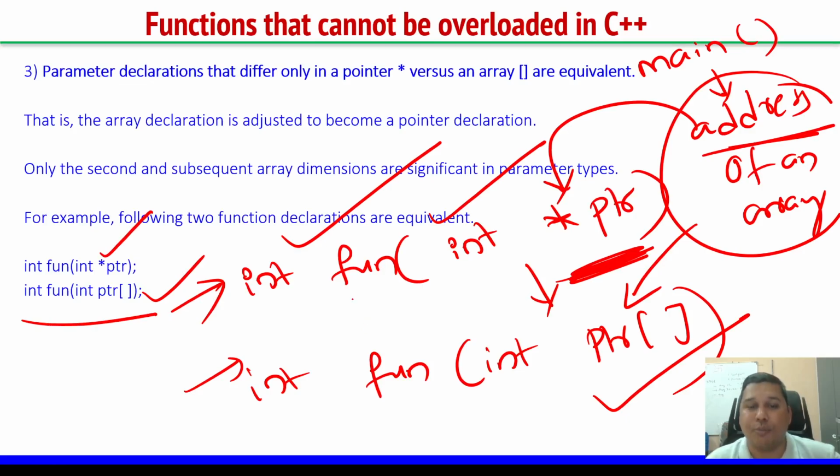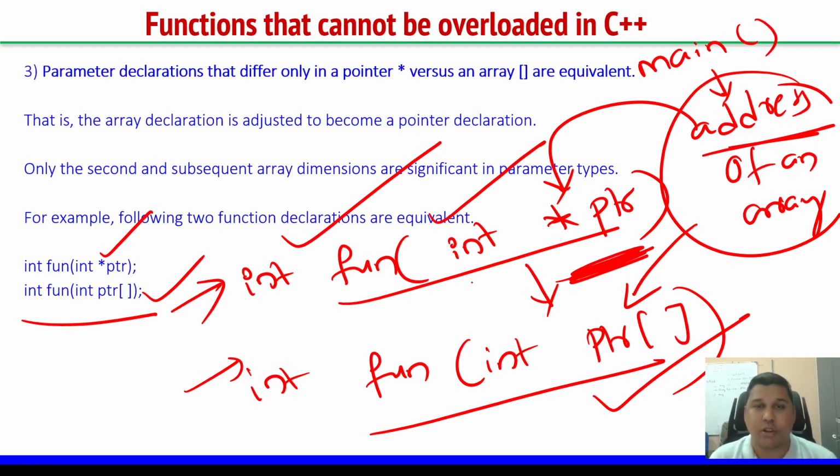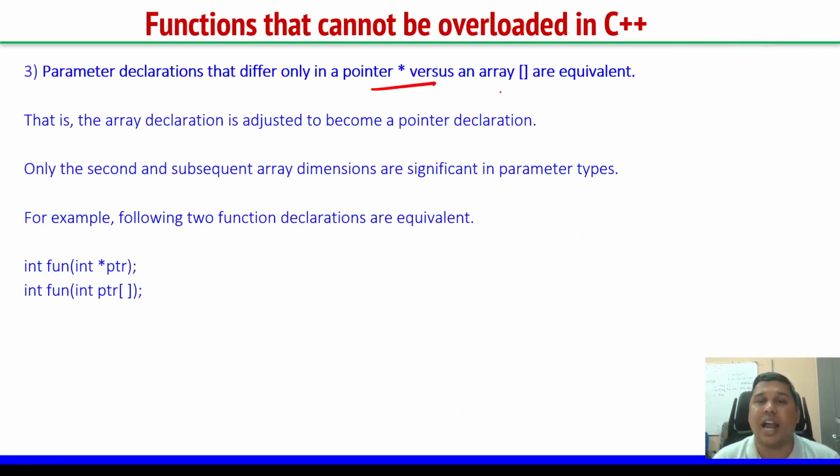The meaning of both these syntaxes is the same, so they cannot be overloaded, because a pointer with star and an array with brackets are equivalent. That's why we cannot assume that this is overloading. They actually have the same meaning, because for both of them the input is the address of the array.